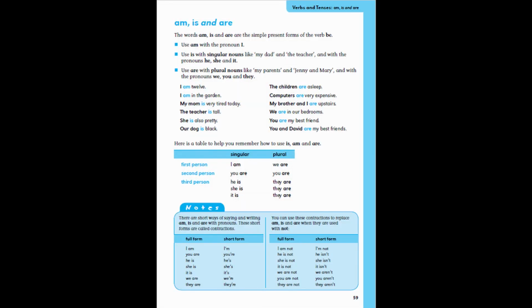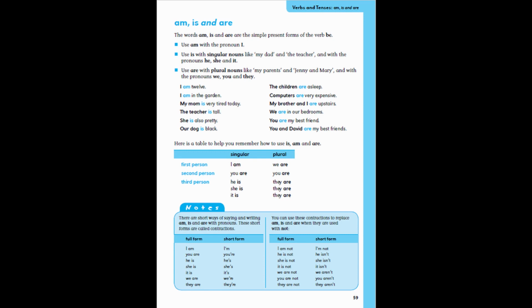All right. So the next thing we'll be taking a look at is am, is, and are. The words am, is, and are are the simple present forms of the word be. Use am with the single pronoun I. Use is with singular nouns like my dad and the teacher, and with the pronouns he, she, and it. Use are with plural nouns like my parents and Jenny and Mary, and with the pronouns we, you, and they. Now, these are the rules.